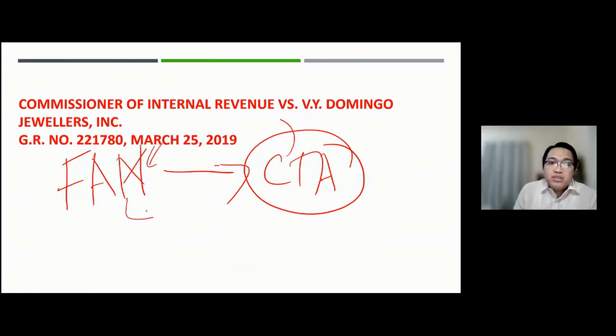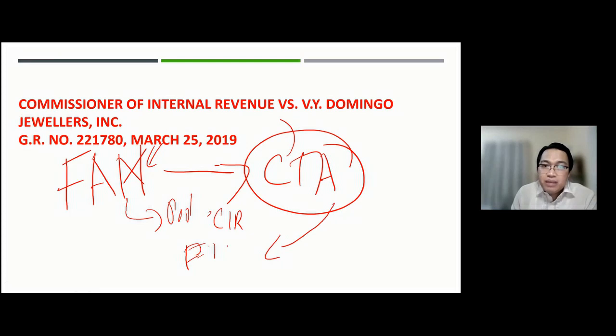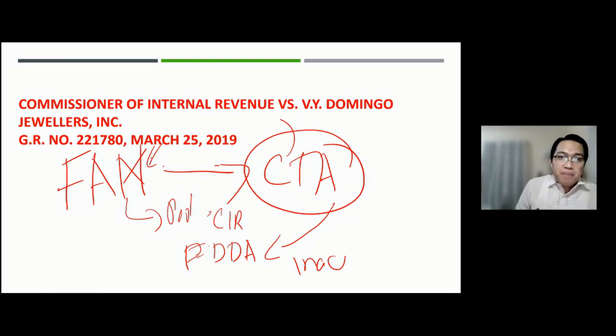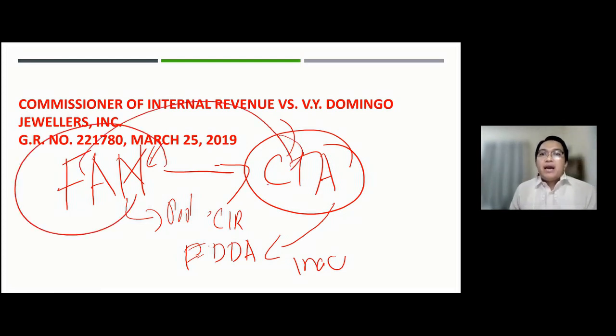Ang may jurisdiction sa FAN ay pag nag-file ka ng protest, CIR ang may jurisdiction dyan. Okay? Ang jurisdiction ng CTA ay nasaan? Sa FDDA. Yan ang jurisdiction namin. FDDA or inaction. Nakuha natin? So kapag ang problem na binigay sa'yo, FAN, okay? Pagka-receive ng FAN, umakyat na sa CTA, BY Domingo na yan. Okay? Walang jurisdiction ang CTA dyan.